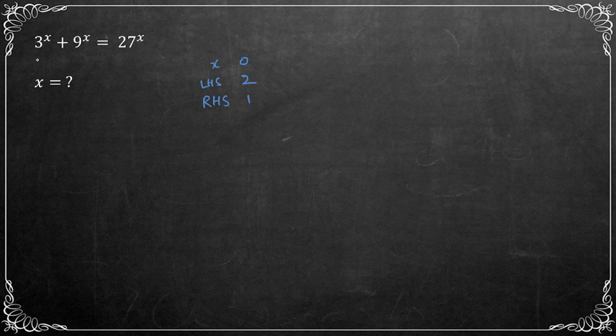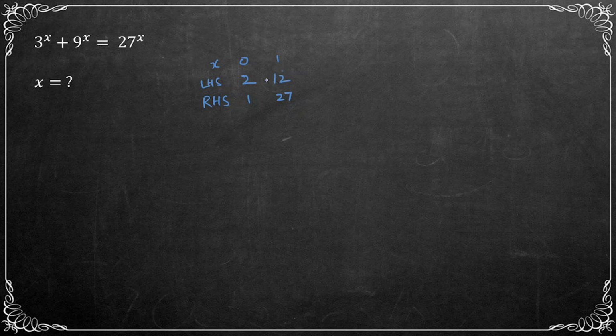If we say x is equal to 1, the value of LHS will be 3 power 1, 3, plus 9 power 1, 9, 3 plus 9, 12. The value of RHS will be 27 power 1, 27.